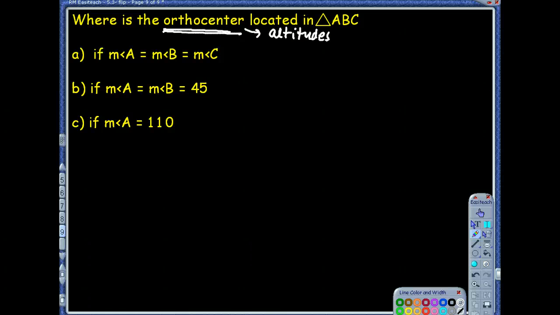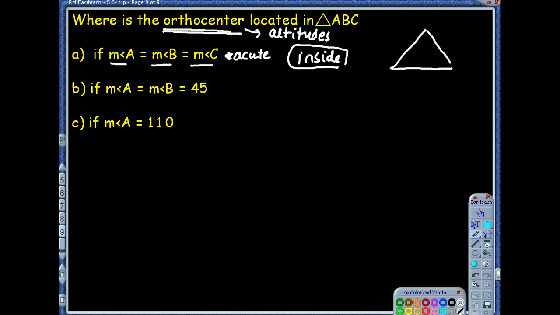So the first one is, what if angle A, angle B, and angle C all have the same measure in a triangle? That would mean it would have to be an equiangular triangle, which is also equilateral. We've taken a look at that before. And so that would be an acute triangle, so kind of get a visual of that, which means it's located where? Inside the triangle. And guys, if it helps to draw the pictures for these, you're welcome to if you need that. We know they're all 60 degrees. If they're all the same, then they all have to equal 60, which means acute.